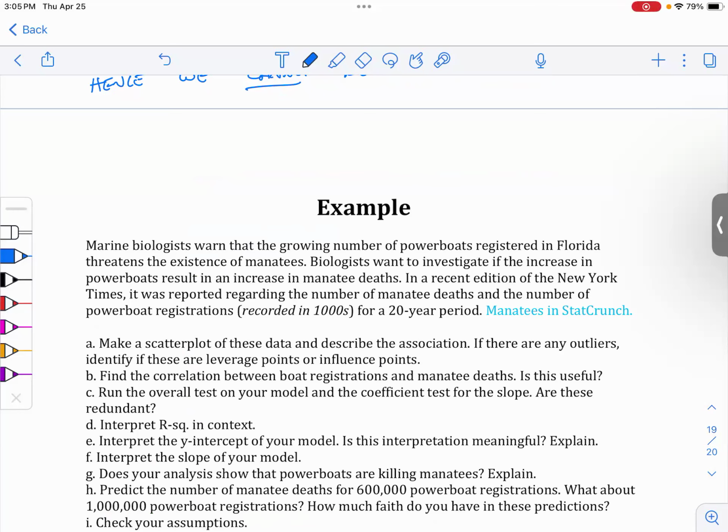And so in this case, since they're warning about the manatee existence, this is a marine biologist, that's the one we want to predict. Because a lot of this is about measurement, right? Which one do we measure first? Well, what is easy to measure is registrations, paperwork, because everyone registers their powerboats. We can collect that data and then predict the number of manatee deaths. That's not easy to measure initially.